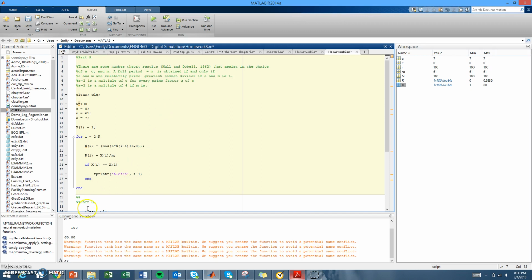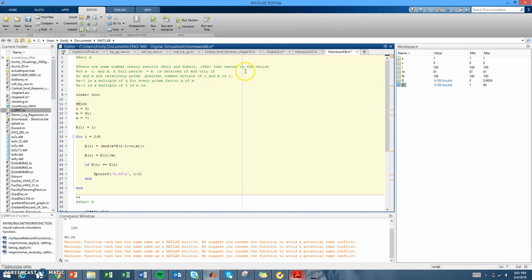Okay, so when we ran this, it told us that our period here is 60. So that means every 60 random number iterations, it starts to repeat itself. And we know that this is right because we correctly chose our initial starting variables, and this is all based on this theory up here.